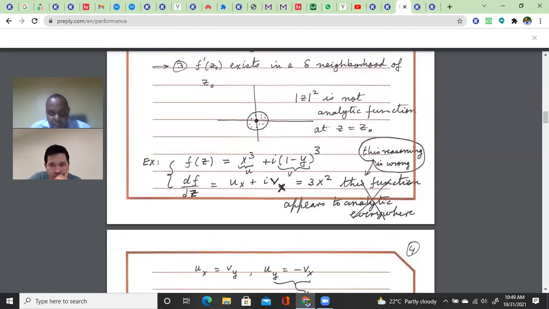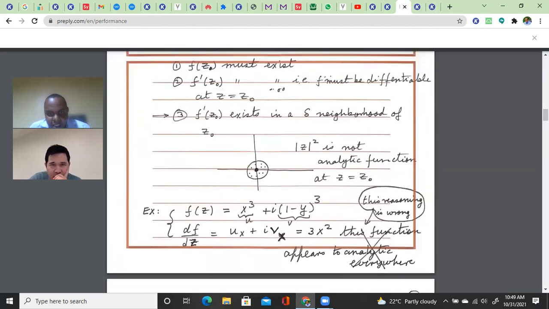And then he gave you another example. You can obviously do this. Can you just work this out? And then after you work this out, we check whether his work is the same as what you produce. f of z equals x cubed plus i times (1 minus y) cubed.